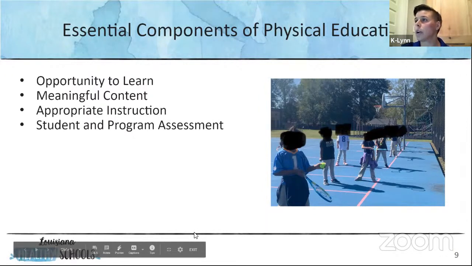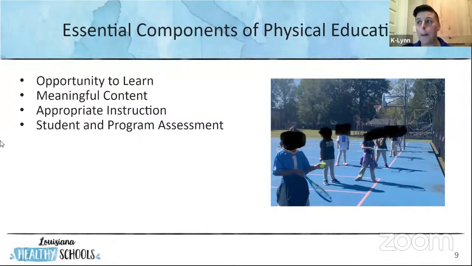So the four essential components of physical education are an opportunity to learn, meaningful content for our students, appropriate instruction. We're going to talk about what all these mean in just a second. And then also student and program assessment.